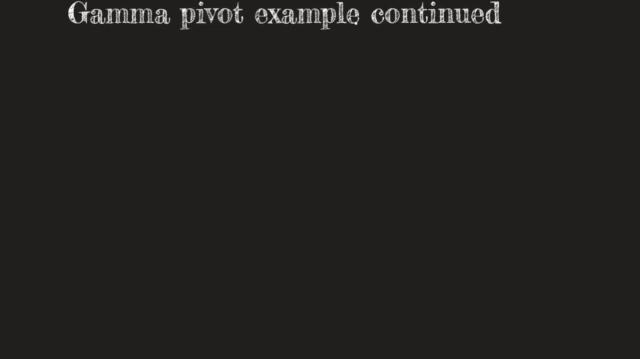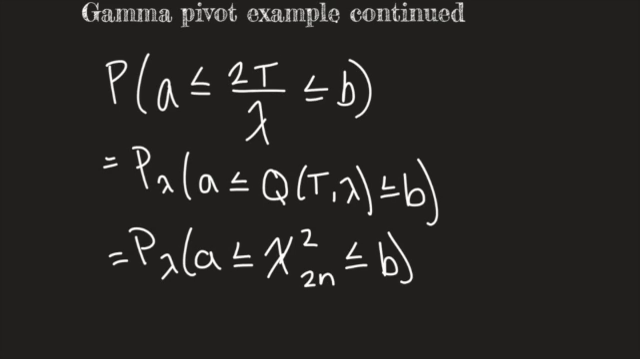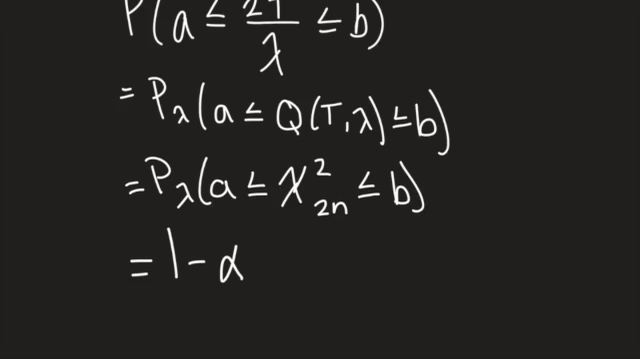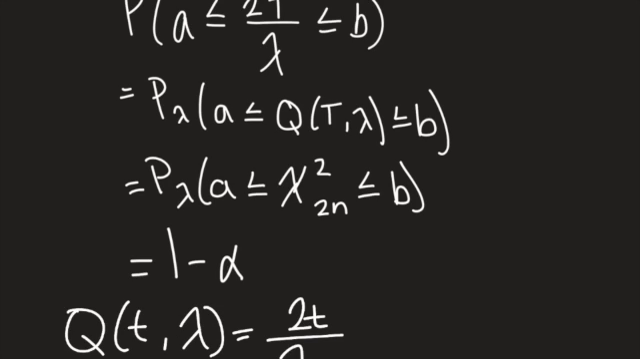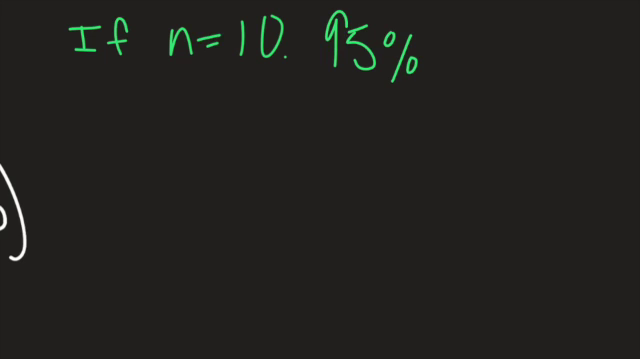So we're actually going to continue the example from before. We had this. And we also had that equal 1 minus alpha because it's a gamma pivot. But if an example for a reason gives us what that a and that b is, we can actually take it even a little bit further for that specific example. So in this case, let our n be 10. And let's say that we have a 95% confidence interval.